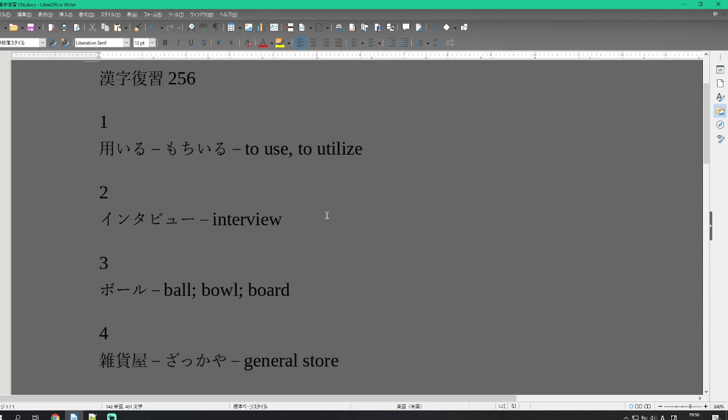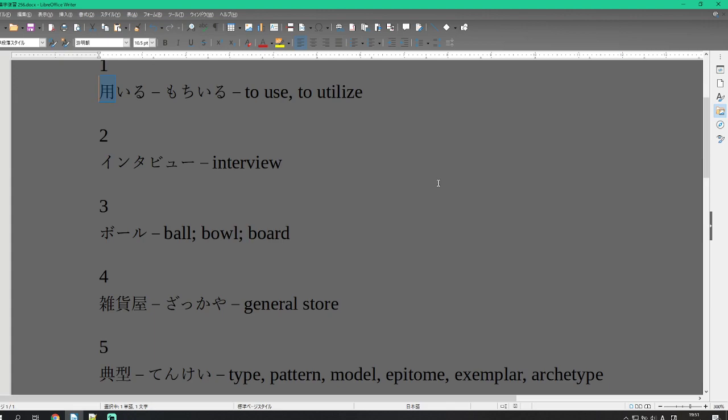Kanji fukushu. Number one is mochiru, to use or utilize something, with our kanji for using or utilization. Mochiru is to use or utilize.